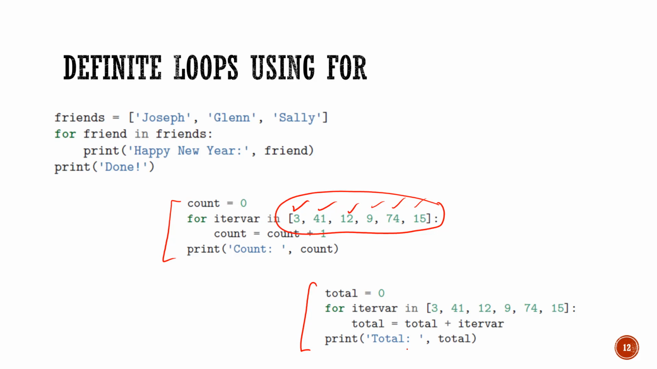And for the last code, this one is a program that I have a list of numbers, and then what you're going to do is you just have to sum or add all of these numbers. So nakoy 3 plus 41 plus 12 plus 9 plus 74 plus 15.